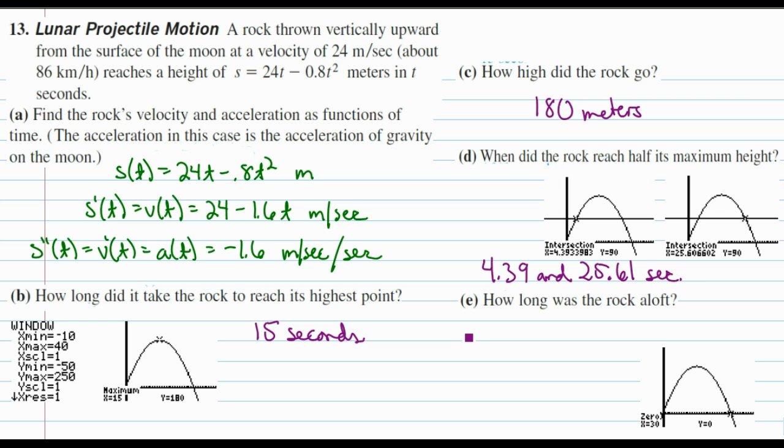And part E, how long was the rock aloft? Let's see. I found the 0, and the rock hit the ground at 30 seconds. So for 30 seconds, it was in the air.